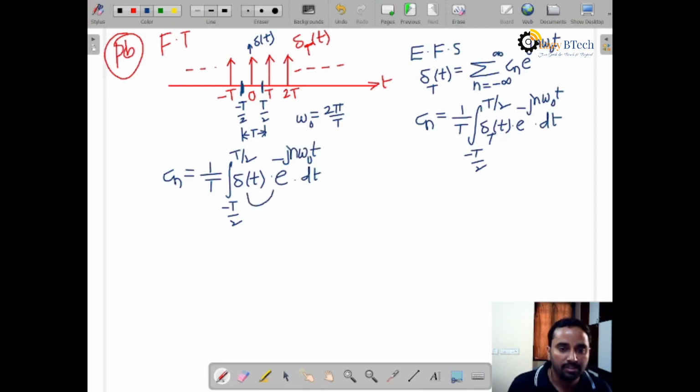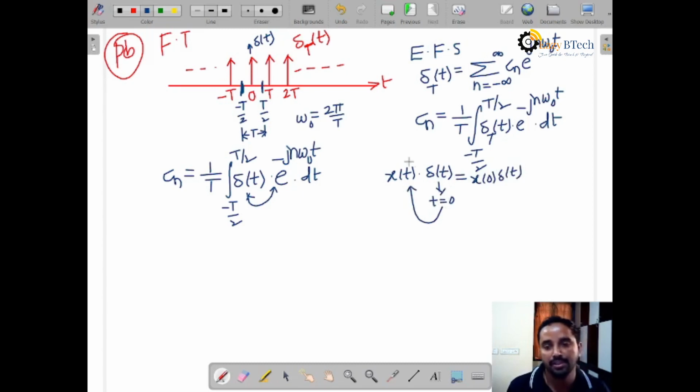So here we have the product. Already we know x of t into del of t is equal to x of 0 into del of t. Here del of t means the impulse at t is equal to 0. This we can substitute in the multiplying function, then we get x of 0 into del of t. In the same way we proceed now.